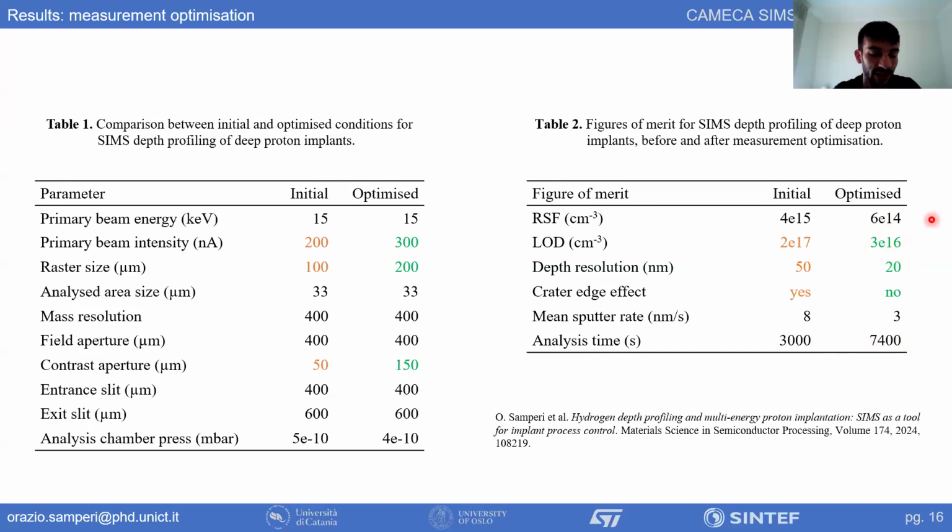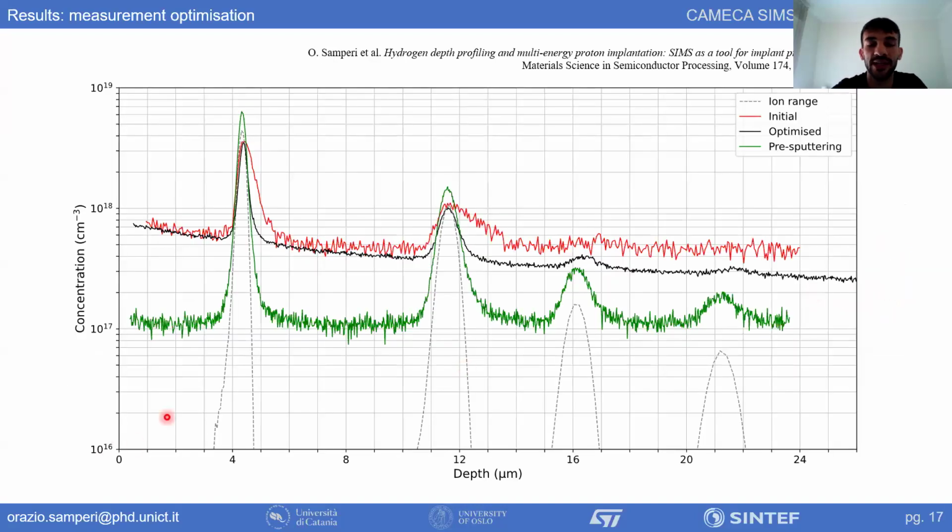And I want to underline this aspect. Here, the detection limit is the classical definition of the detection limit. It is basically 3 times the noise. And then you have this really low detection limit, a depth resolution of 20 nanometers. That is quite good for the depth we are analyzing. And in the same measurement, we are able to almost kill the crater edge effect. And now I will show you these measurements.